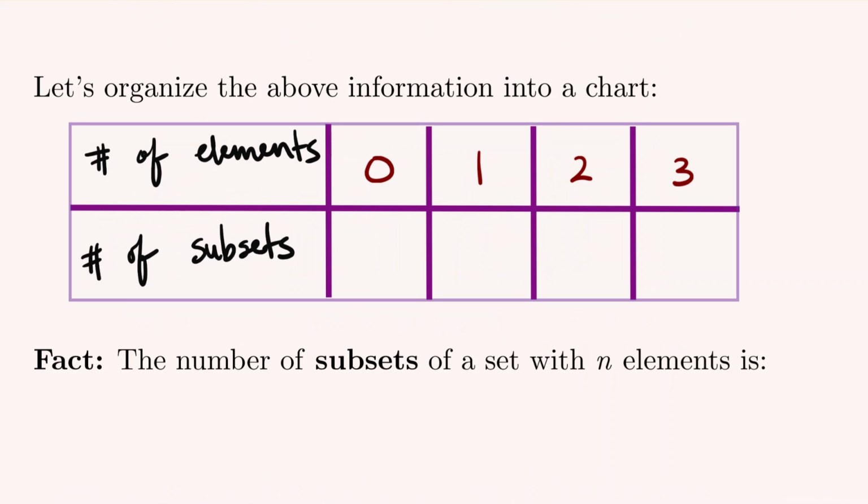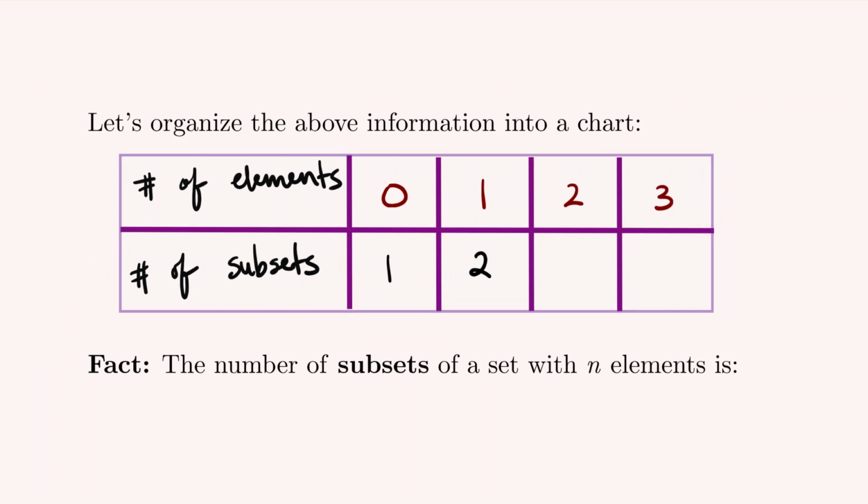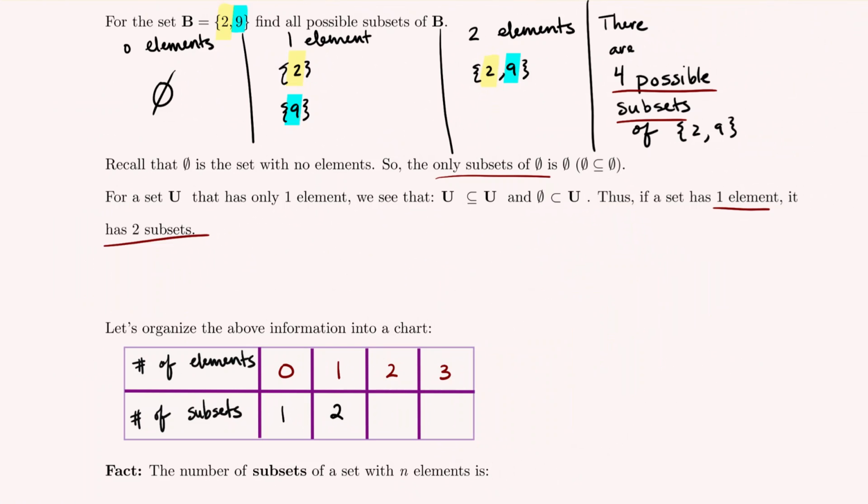So if a set originally has 0 elements, that would only be the empty set. The only possible subset is the empty set itself, so there's one possible subset. If a set has one element, then the possible subsets are the empty set and the set itself, in which case there's two possible subsets. As we saw earlier, when there's two elements, the possible subsets are the empty set, the first element set, the second element set, and then the set with both elements. So there's 4 possible subsets.